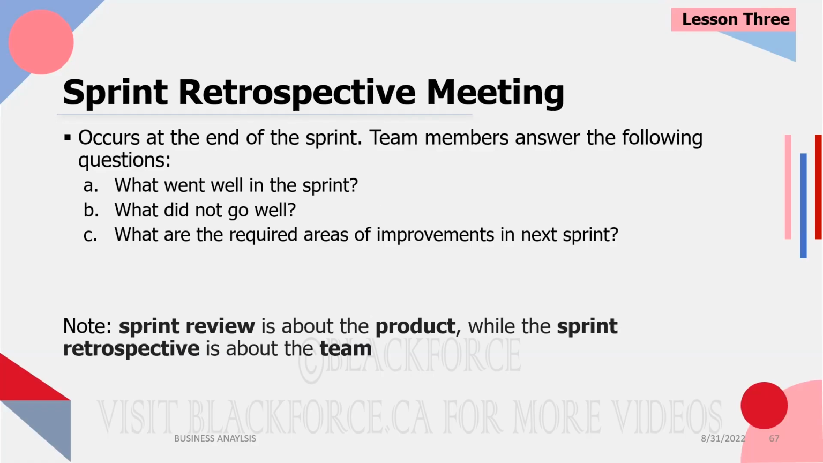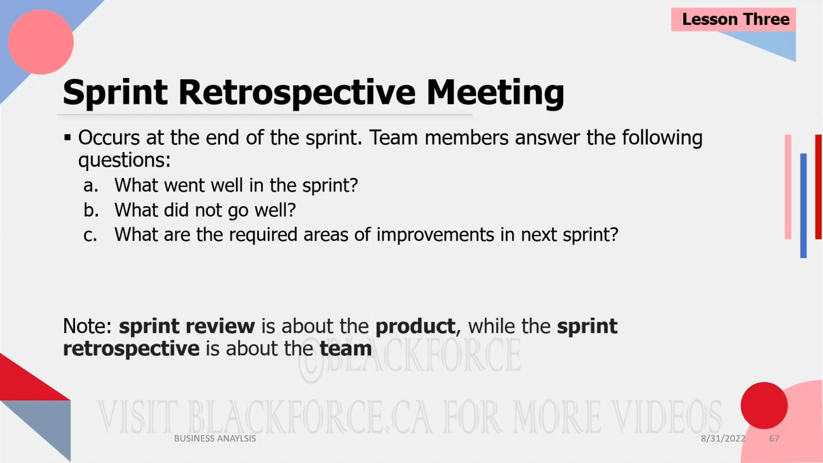A sprint retro meeting is looking at the team. How is the team doing? Whereas a sprint review meeting is looking at the product, okay? For this sprint, we set out to achieve this goal. Did we achieve it? That will be discussed in the sprint review meeting. However, in the sprint retrospective meeting, we're looking at the team. How is the team doing?